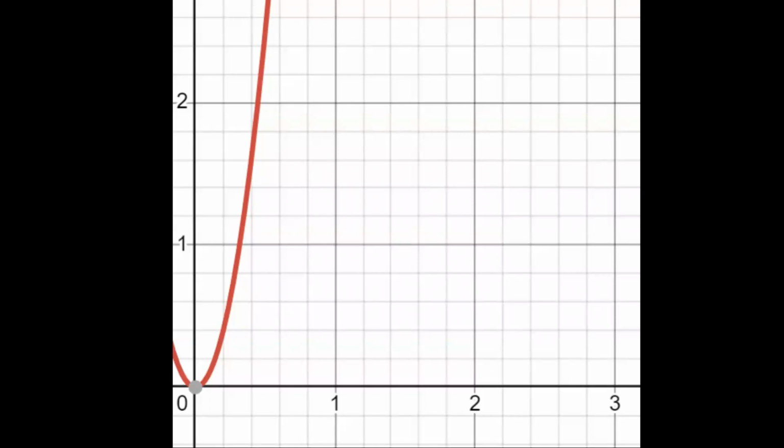This is the graph. I used Desmos for x equals 10t squared. And this is a graph of position versus time. So we know that for each time, we have an exact value for the position of the object.